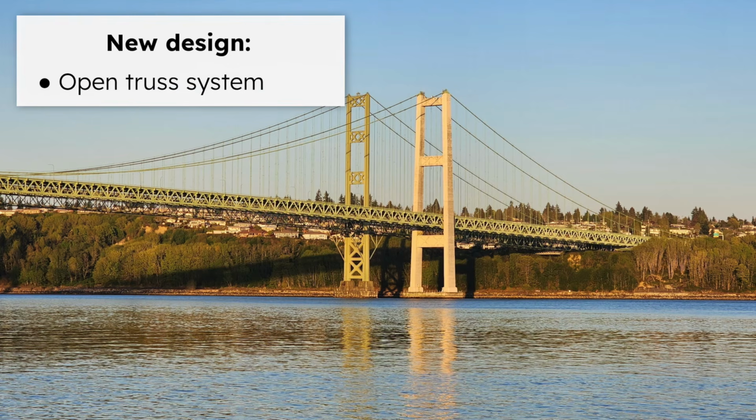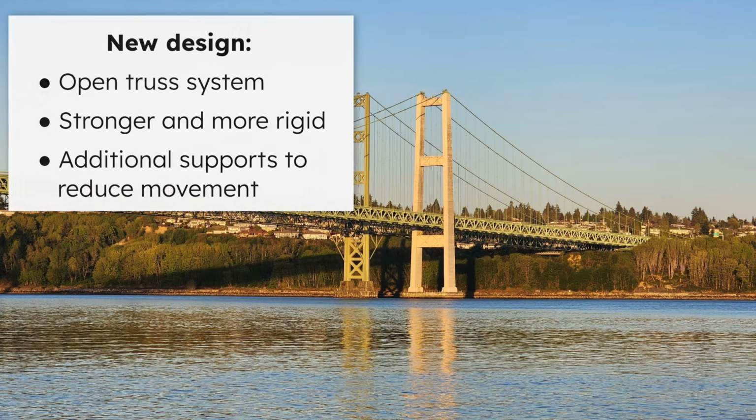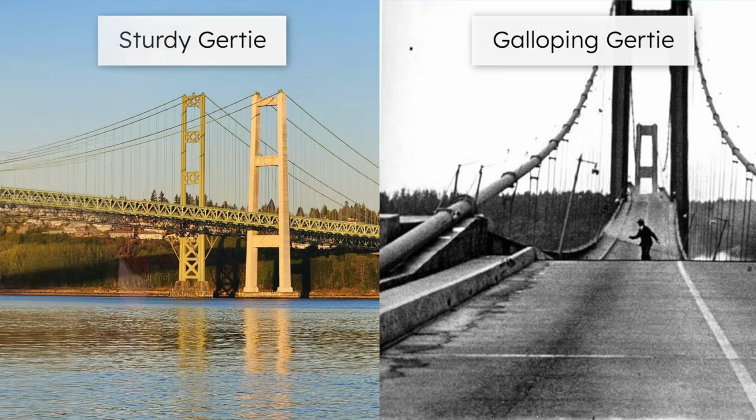Engineers also made the bridge stronger and more rigid, adding supports to reduce movement. This earned it the nickname Sturdy Gertie, an acknowledgement that it was a big improvement over its predecessor. It was so successful that the bridge is still in use today, over 70 years later. These changes were based on repeated testing and a better understanding of how wind affects structures.